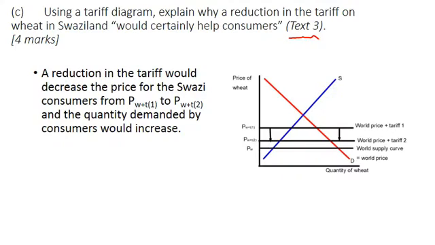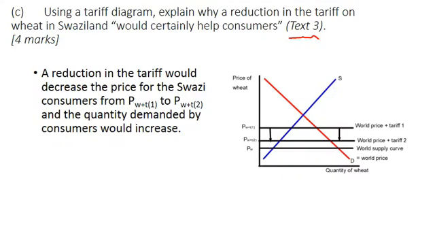We've got the world supply curve equaling world price. Remember to include both of those when labeling that curve. We have 2 tariff lines, one which is higher, the tariff world price plus tariff 1, dropping down to world price plus tariff 2. Include all of this and you would have the 2 marks out of 4.